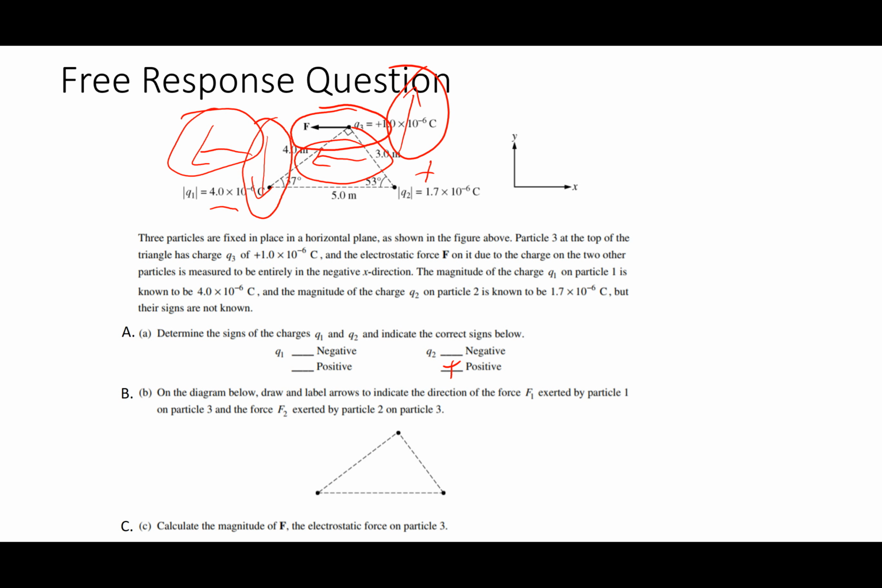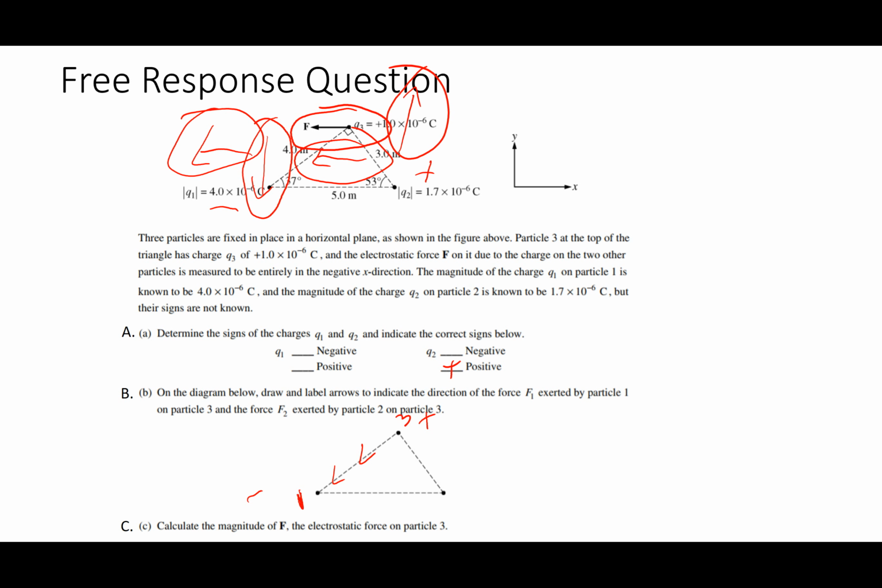All right, let's move on to B. On the diagram below, draw and label arrows to indicate the direction of the force F1 exerted by particle 1 on particle 3 and the force F2 exerted by particle 2 on particle 3. All right, well, here's particle 3. Here's particle 1. Since particle 1 is negative, and particle 3 is positive, it's going to be an attractive force, so it's going to go in that direction.